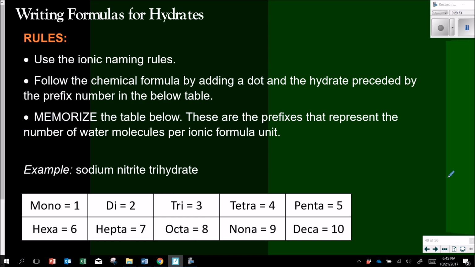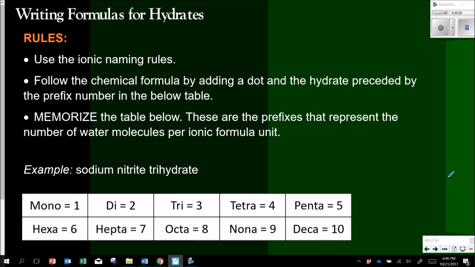How do we write formulas for hydrates? We use the regular ionic naming rules. Then we follow the chemical formula by adding a dot and the hydrate preceded by the prefix number in the table below. You have to memorize the table. Mono is 1, di is 2, tri is 3, tetra is 4, penta is 5, hexa 6, hepta 7, octa 8, nona 9, and deca 10. So let's do an example.